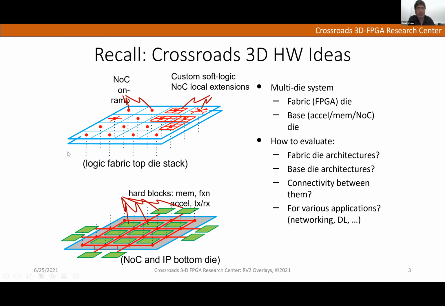But fundamentally, we're looking at designing, through a lot of studies and research work, this new kind of FPGA. And so we're looking at how to evaluate these: how do we figure out what the right fabric die architecture is, the right base die architecture, how we're going to connect the two together. And do we need to build something very specific for each kind of application space, or can we build something generic down here and have all of the differentiation be built up here? This is really one of the fundamental components of this particular center and the research we're doing.